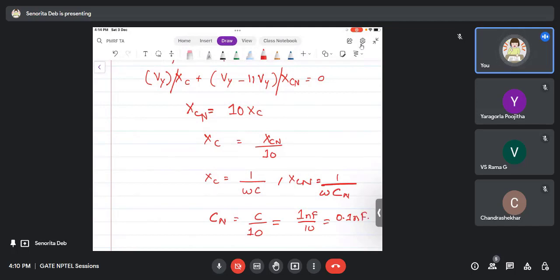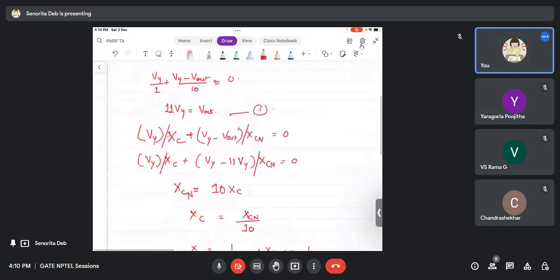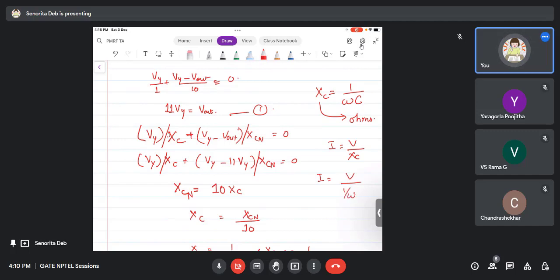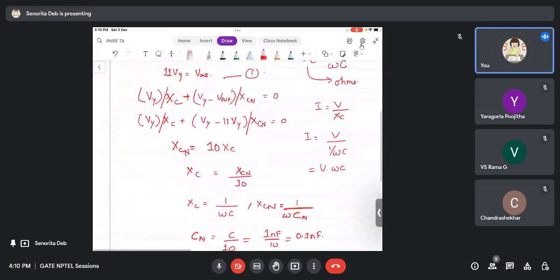Now, did you understand what I have done? Xc is reactance, which is 1 by omega C. So this has the units of ohms, and therefore the current will be voltage divided by Xc, right? But if you write in terms of C, then I equals V upon 1 by omega C, that is V into omega C. So capacitance behaves like an admittance, and reactance behaves as a resistance, right? So this was a simple question, and the answer is this.